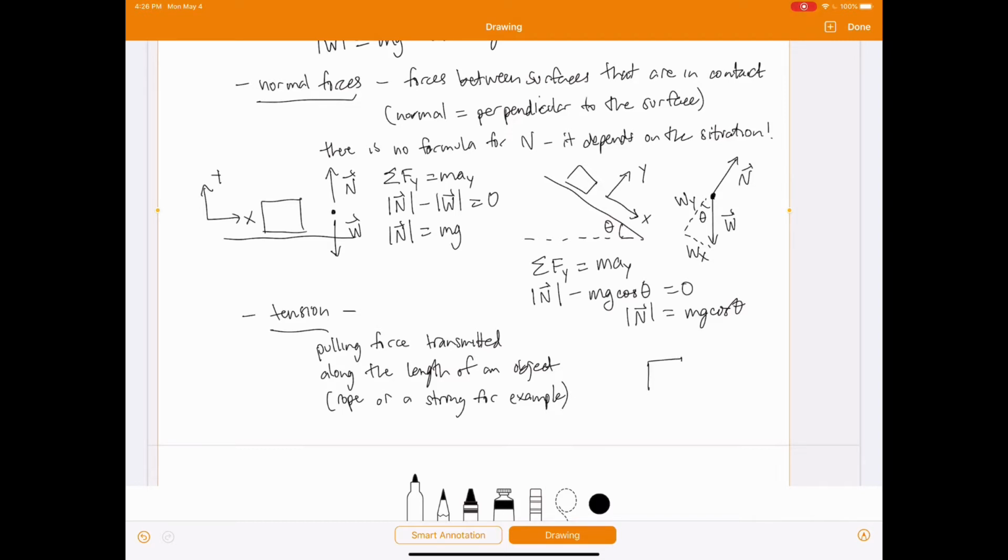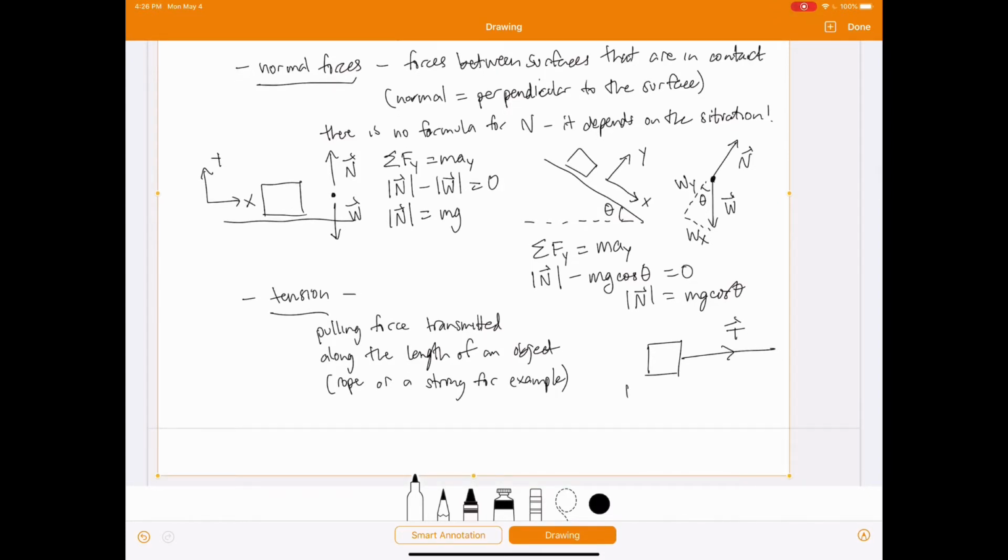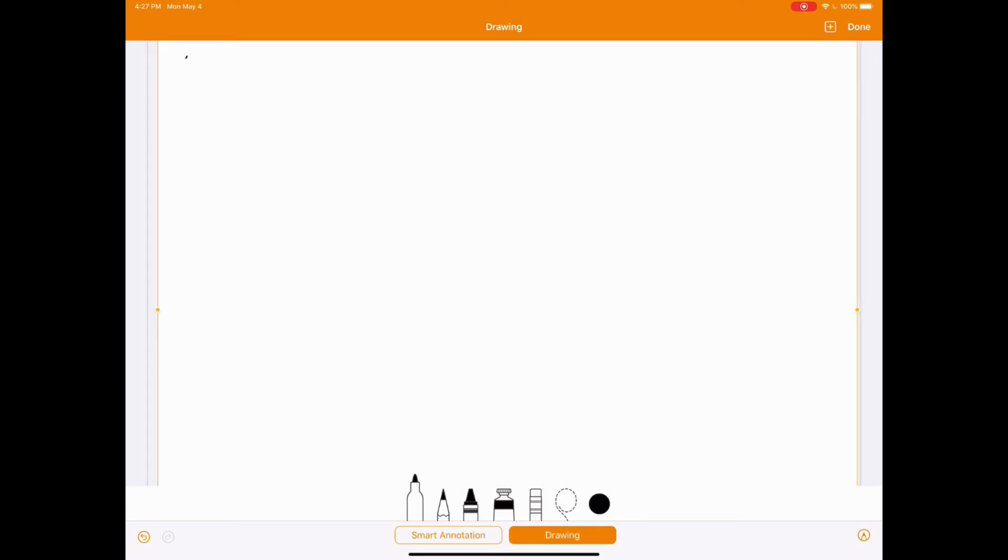So to kind of sketch that out, maybe you have a box and it's being pulled this way by a rope. There's some kind of tension in that rope. That's the idea. And just like before, there is no formula for this. Right? The tension depends on the context, okay? There's no ready-made formula to calculate T. It's kind of like the normal force in that way. Okay, so the next one is friction.